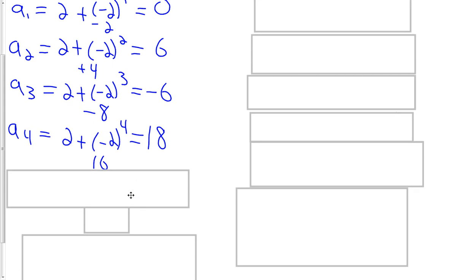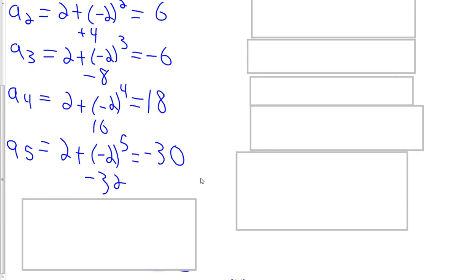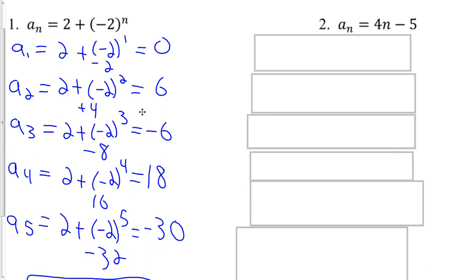And now we're going the other direction. The fifth term is 2 plus negative 2 to the fifth. Well, this is minus 32. And minus 32 plus 2 is minus 30. So the first 5 terms are 0, 6, negative 6, 18, negative 30 from this row right here, what we just did.